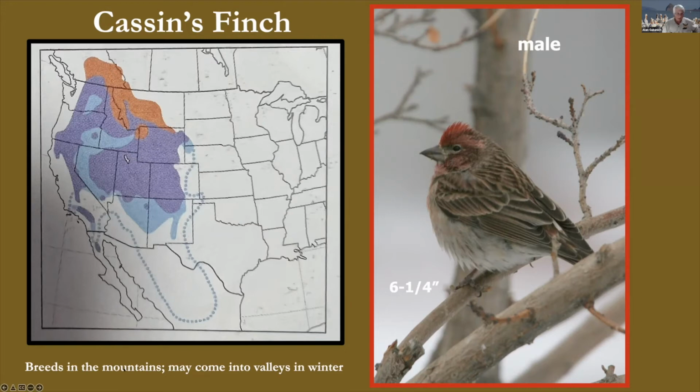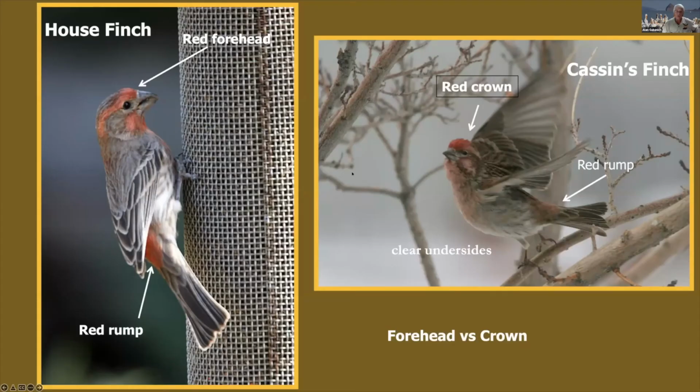They breed in the mountains in the spring and summer, and then they may come down into the valleys in the wintertime. So if you're looking for Cassin's finches, be aware that you're probably going to see them only in the wintertime, unless they're migrating through your yard in the spring or fall. Now, here's a male that showed up in my yard one winter.